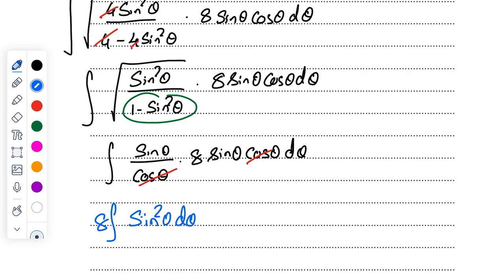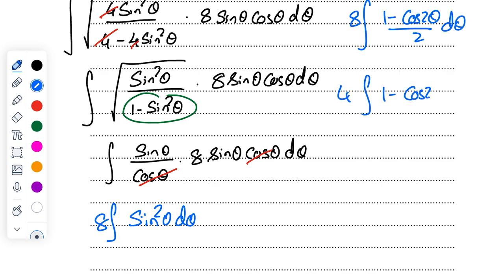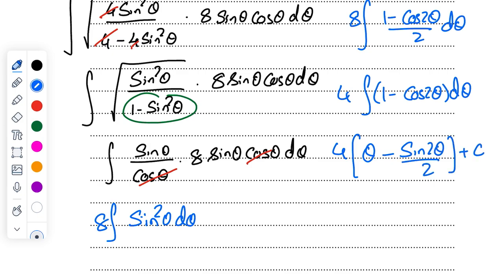We know that 8 sine square theta can be written as 8 times (1 minus cos 2 theta) upon 2 d theta. So it becomes 4 integral of (1 minus cos 2 theta) d theta. So 4 times the integral of 1 is theta, and the integral of cos 2 theta is sine 2 theta upon 2, plus c. So it becomes 4 theta minus 4 sine 2 theta. Sine 2 theta is again 2 sine theta cos theta divided by 2, plus c. So 2 and 2 get cancelled.